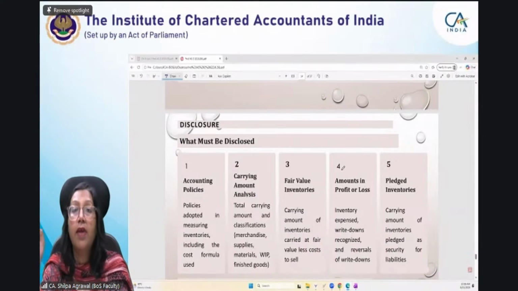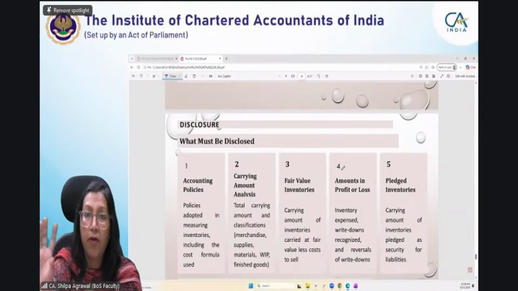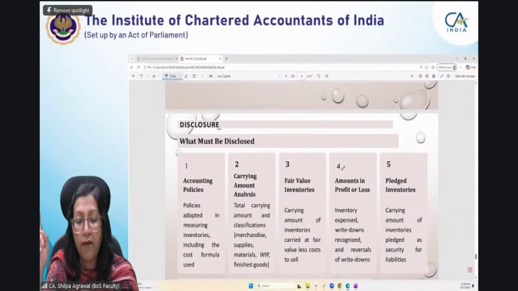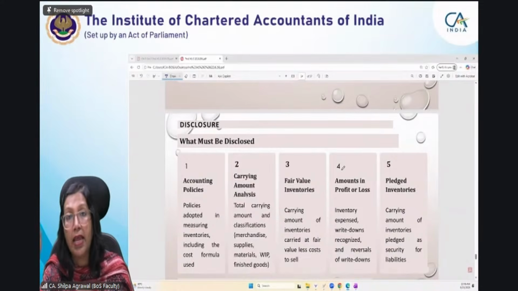You have to give its classification and disclose it in your notes to accounts, okay. Then is the fair value of the inventory. This is only given in the form of disclosure, not for your balance sheet purpose. It's only given in the form of disclosure. Carrying amount of inventory carried at fair value less cost to sell: any inventory which you are showing in your balance sheet at fair value less cost to sell.